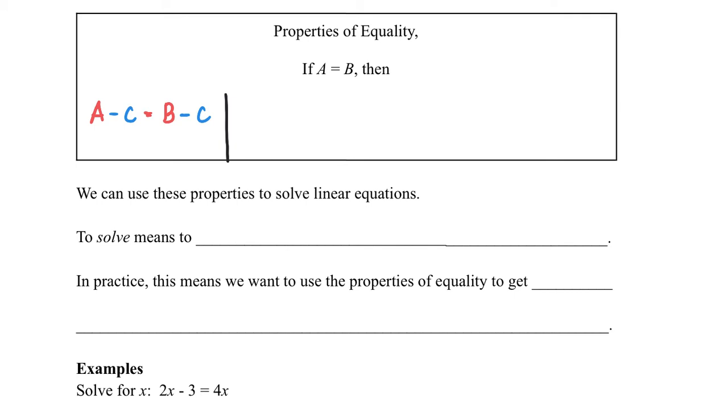So I can subtract something from both sides. I can add something to both sides. So this would be the subtraction property of equality. This would be the addition property of equality. I could multiply the same thing on both sides. I could do A times C, which I'm going to write as CA, and I could do C times B. And then, of course, I could also divide both sides by the same thing.